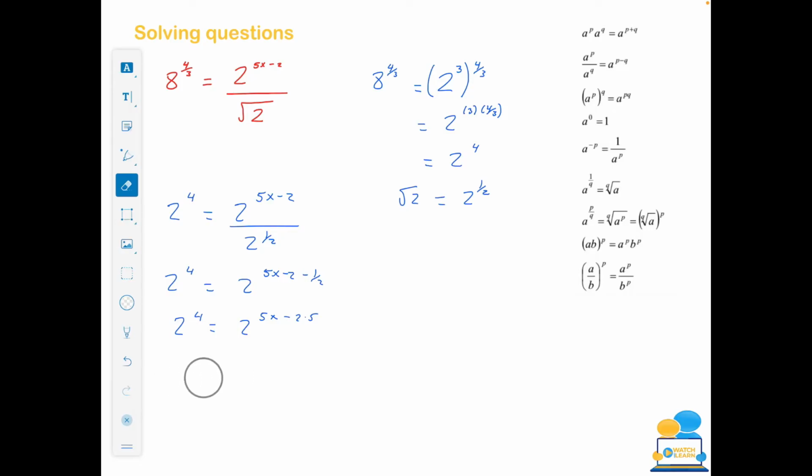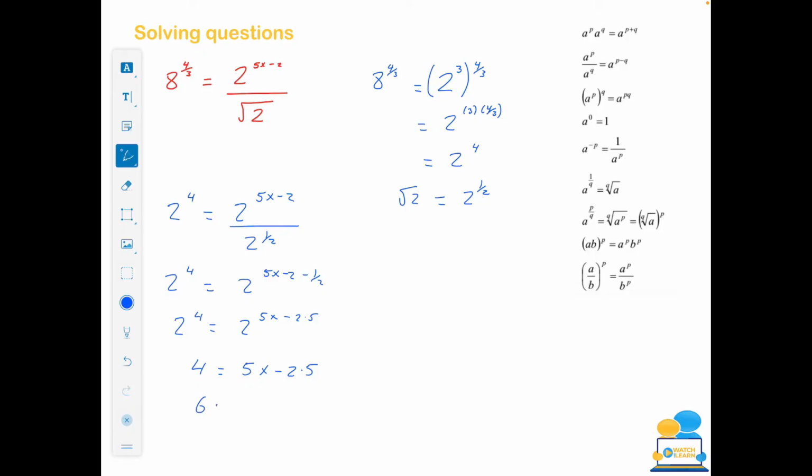Now, what you'll notice here, when we have the bases the same, and there's one at either side, we can actually ignore them. Okay, and we can just let the powers equal to each other. So I'm going to say that 4 is equal to 5x minus 2.5.